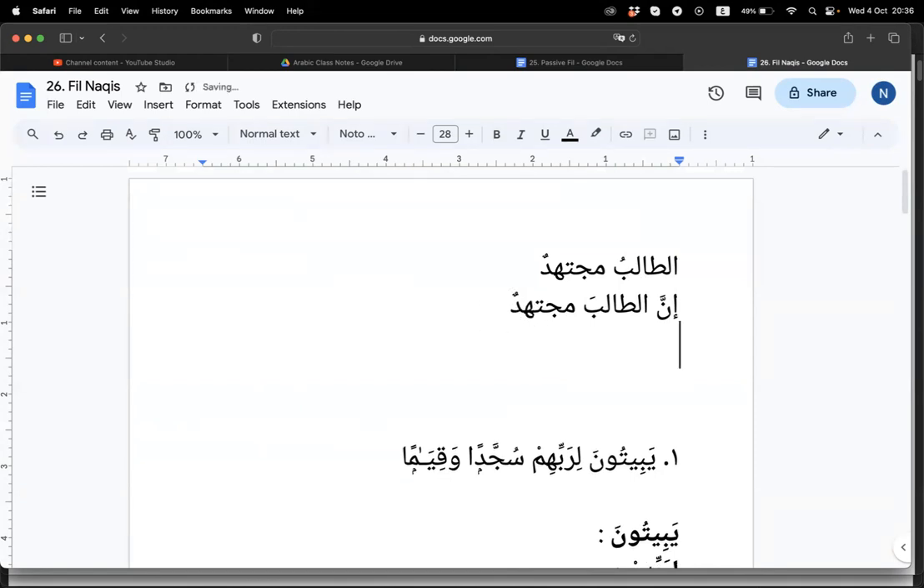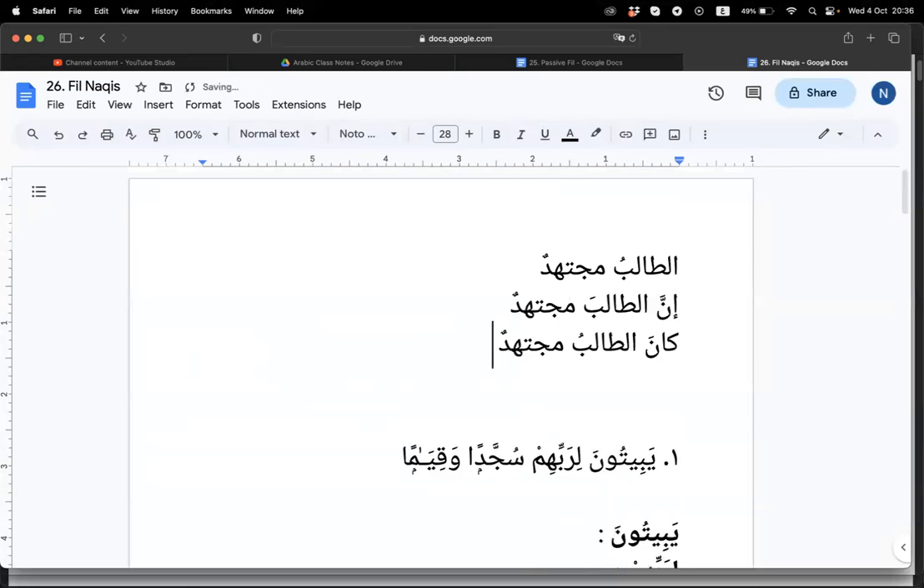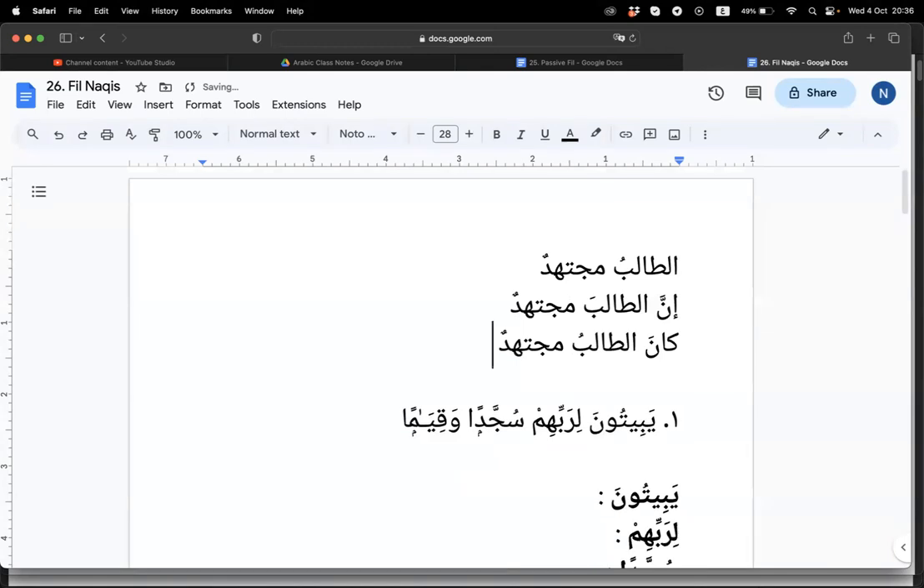So now, one more step. Kana. So now this one becomes at-talibu, and then mujtahidun becomes mujtahidan, as per the slide. Am I right? Yes, exactly. So this one emphasizes the sentence: indeed, the student is hardworking.